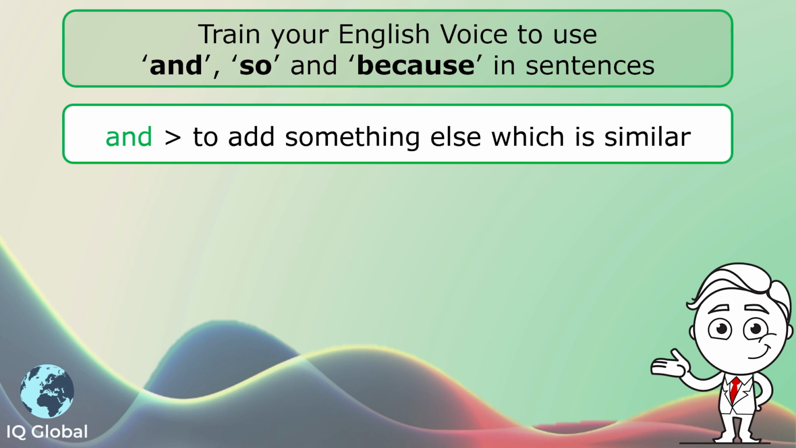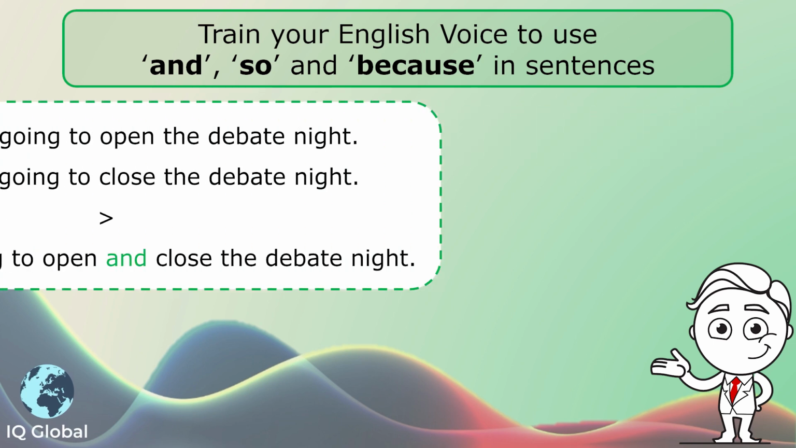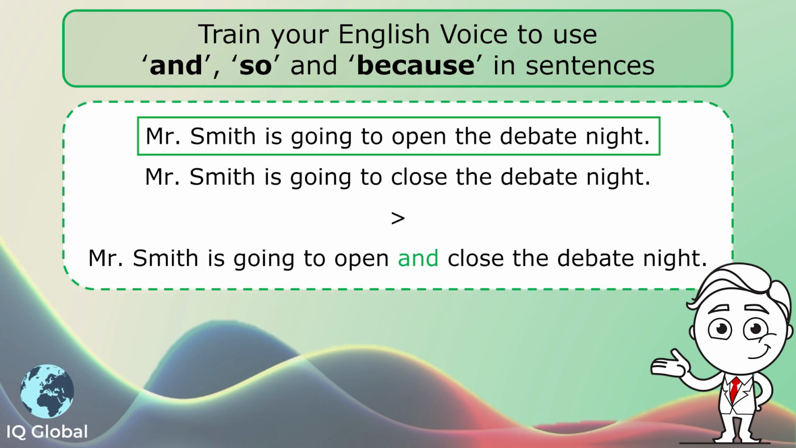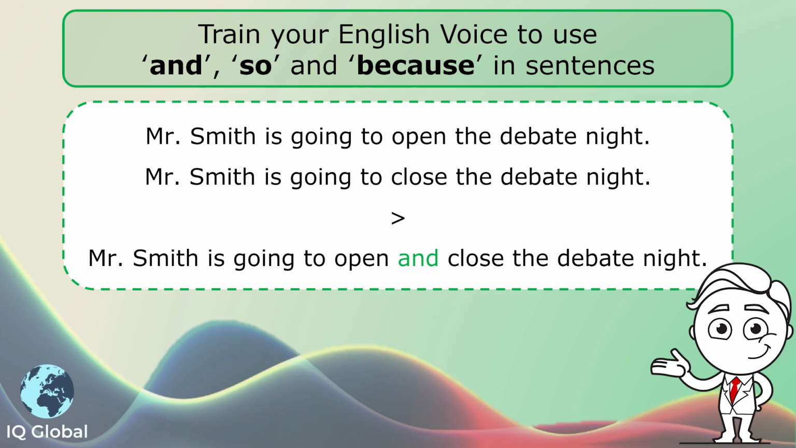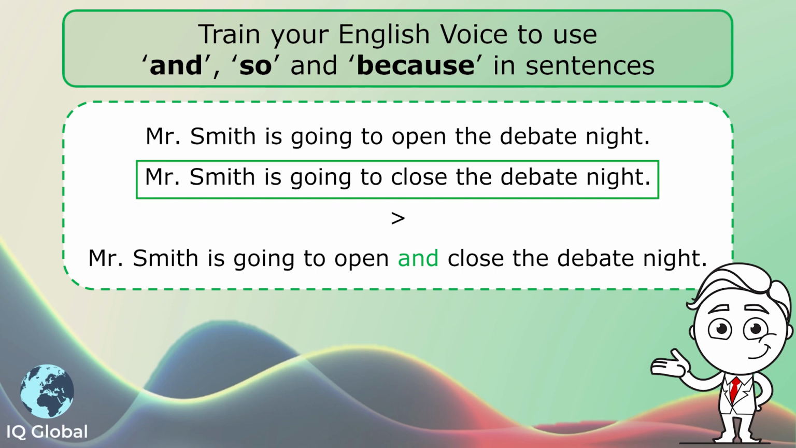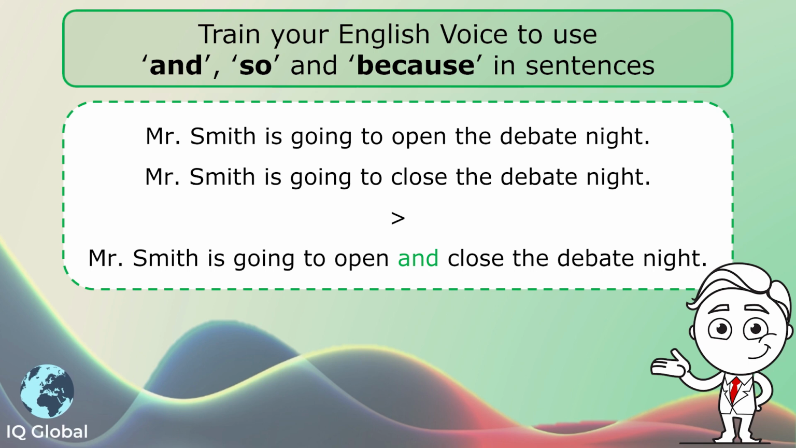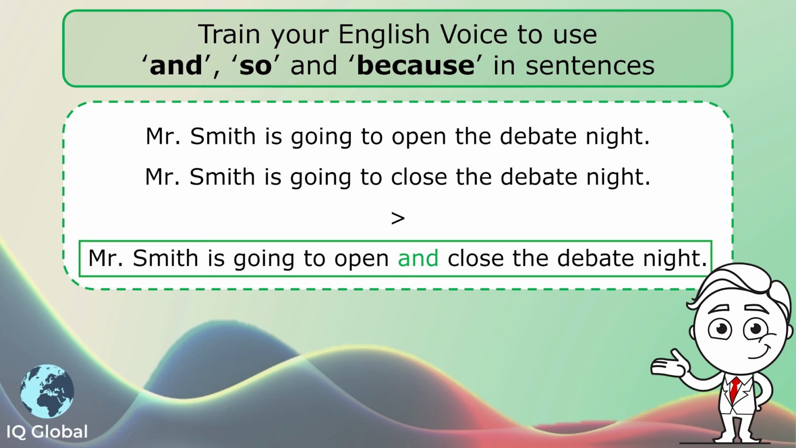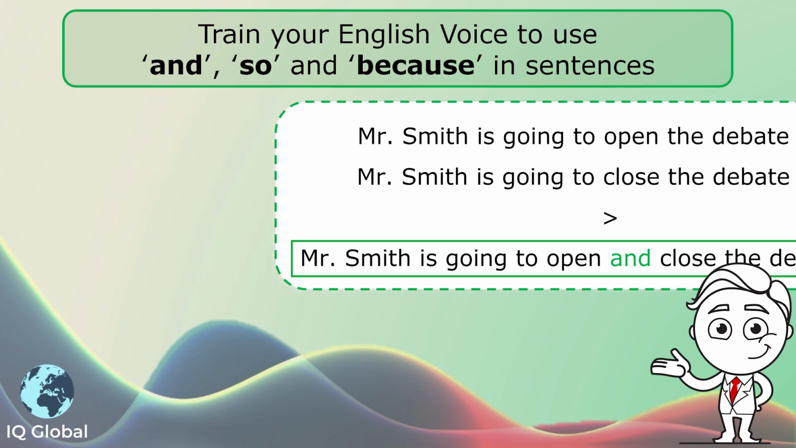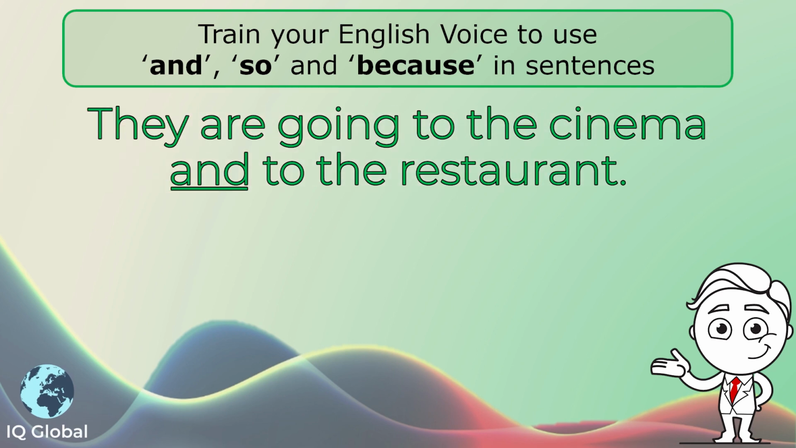Let's have a look at and. This is to add something else which is similar. For example, Mr. Smith is going to open the debate night. Mr. Smith is going to close the debate night. Now let's join that. Mr. Smith is going to open and close the debate night. Another example, they are going to the cinema and to the restaurant.